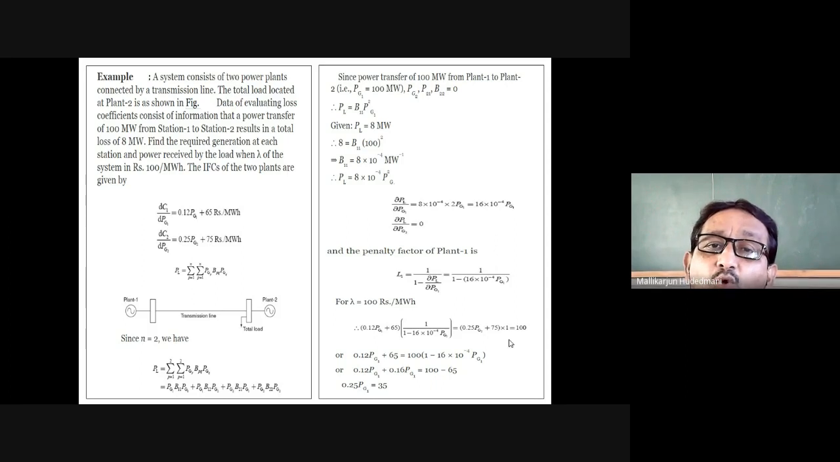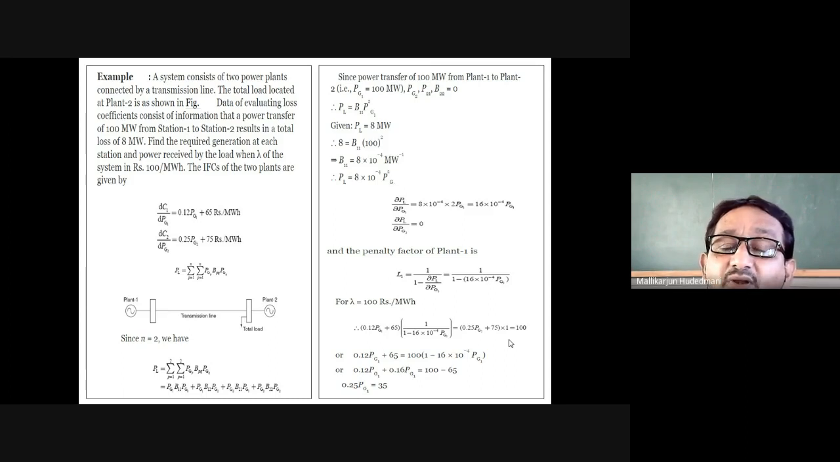The total load located at plant 2 is shown in the figure. Correct? Then, the data for evaluating the loss coefficient consists of the information that a power transfer of 100 megawatt from station 1 to station 2 results in a loss of 8 megawatt.